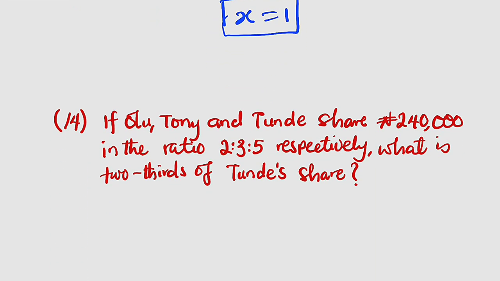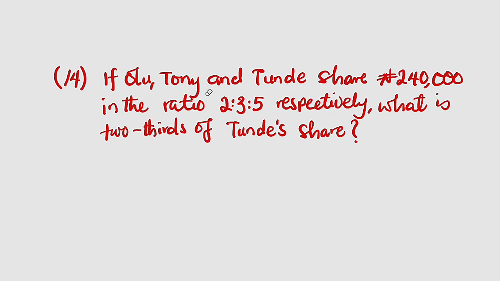Question number 14. If Olu, Tony, and Tunde share 240,000 naira in the ratio 2 to 3 to 5 respectively, what is the 2/3 of Tunde's share? What is 2/3? 2/3 means 2 divided by 3, of its multiplication. Then we need to find Tunde's share. Remember, they are written accordingly: Olu, Tony, and Tunde. So this will represent Olu, this will represent Tony, and this will represent Tunde.